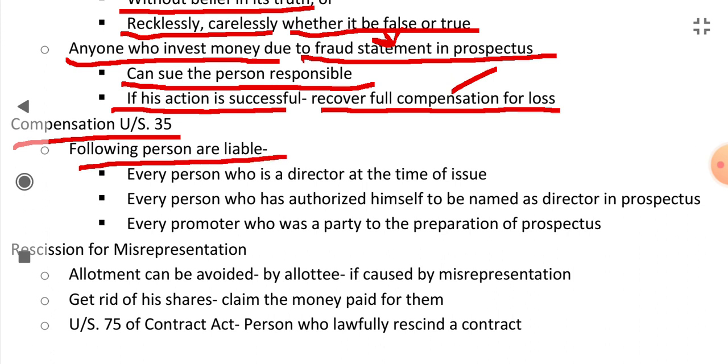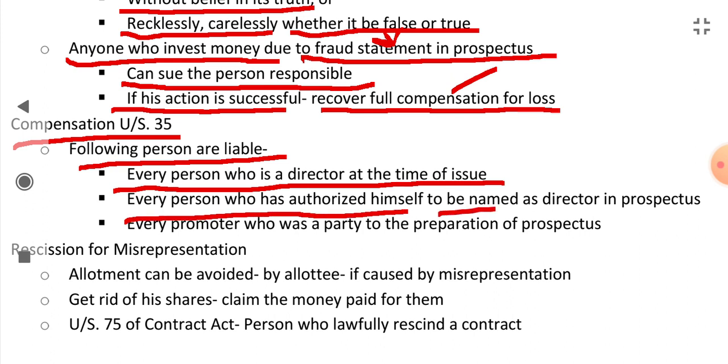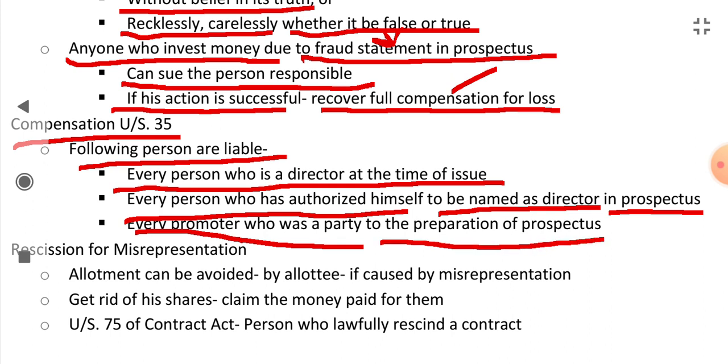They are liable. Who are liable? Every person who is a director at the time of the issue of the prospectus, every person who has authorized himself to be named as director in the prospectus, and every promoter who was party to the promotion, to the preparation of the prospectus, all these persons will be liable.